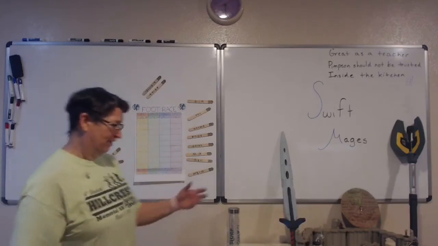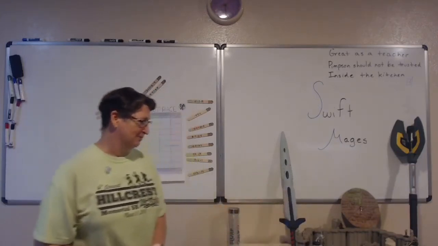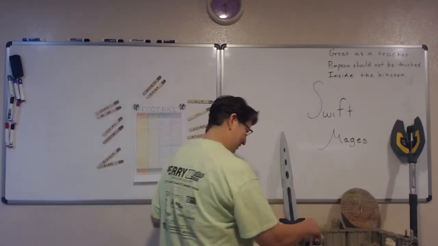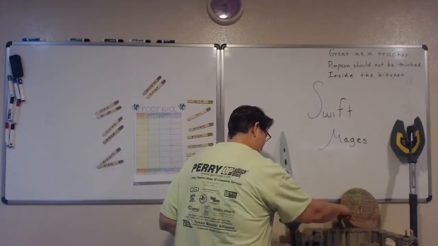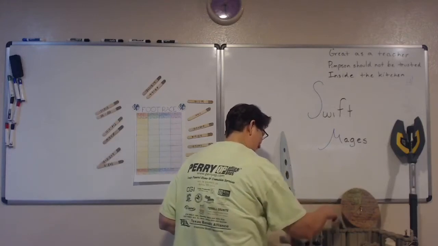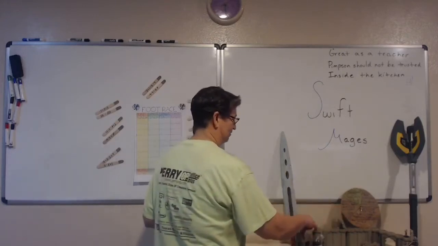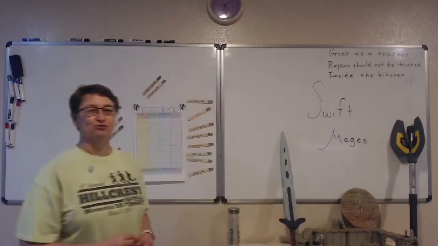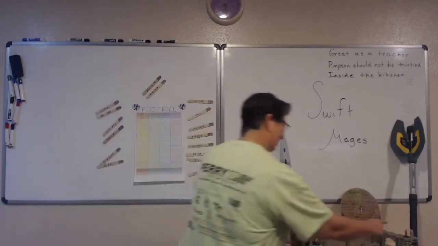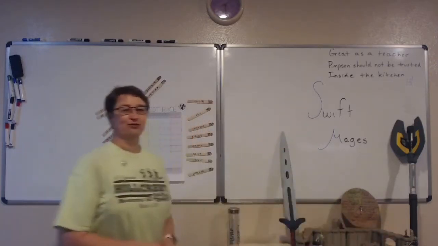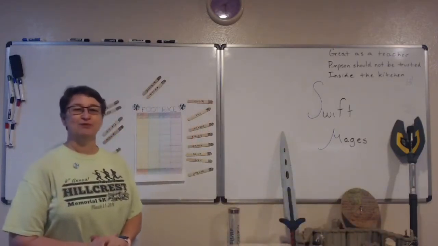Or I have Swift Mages, and in this game, the mage's job is to make it to the middle to defeat the evil sorcerer. So they've got to make it to the evil sorcerer to beat him. So we've got that on both ends. So two different games.